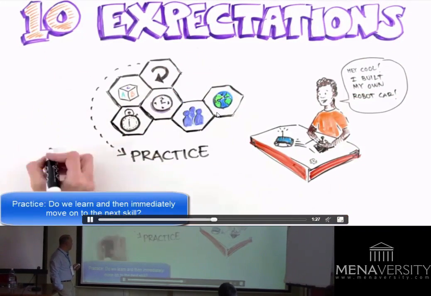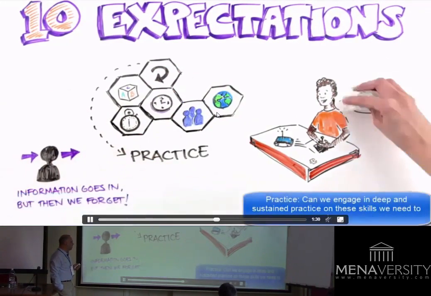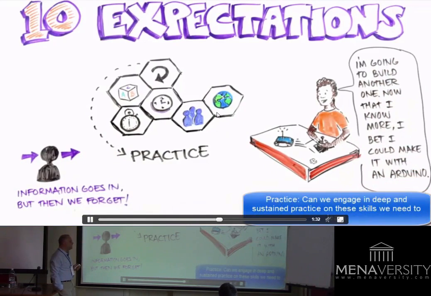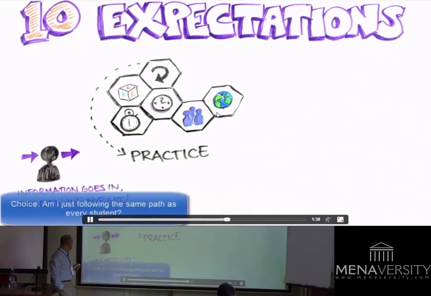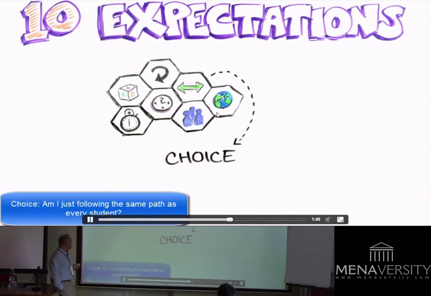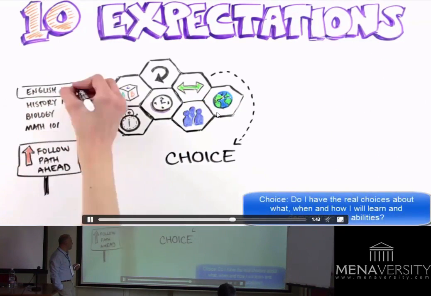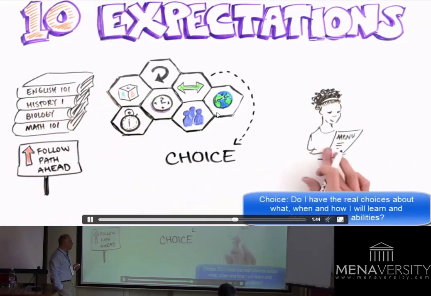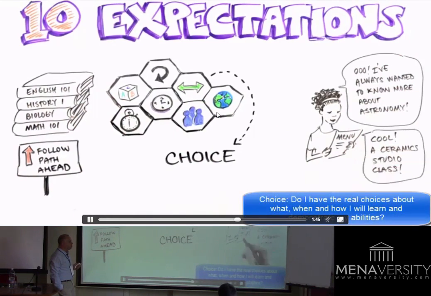Practice. Do we learn and then immediately move to the next skill? Or can we engage in really deep, sustained practice on the skills that we need to? Choice. Am I just following the same path as each and every student? Or do I have real choice about what, when, and how I will learn that matches my learning abilities?